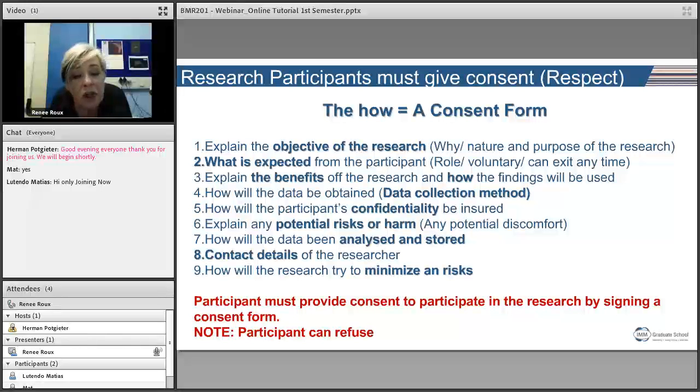Then you have to ensure that whatever they tell you is in confidence. All the information will be held in confidence. If there are any risks, potential risks, you need to explain that to them. You need to explain to them how the data will be analyzed.